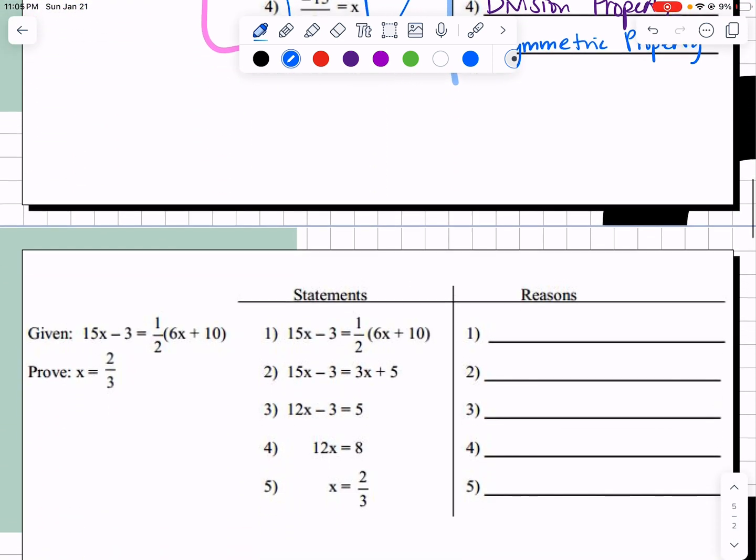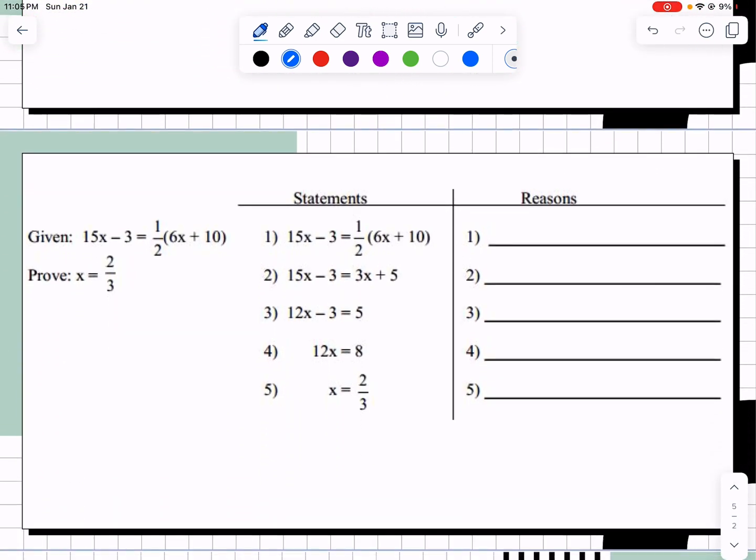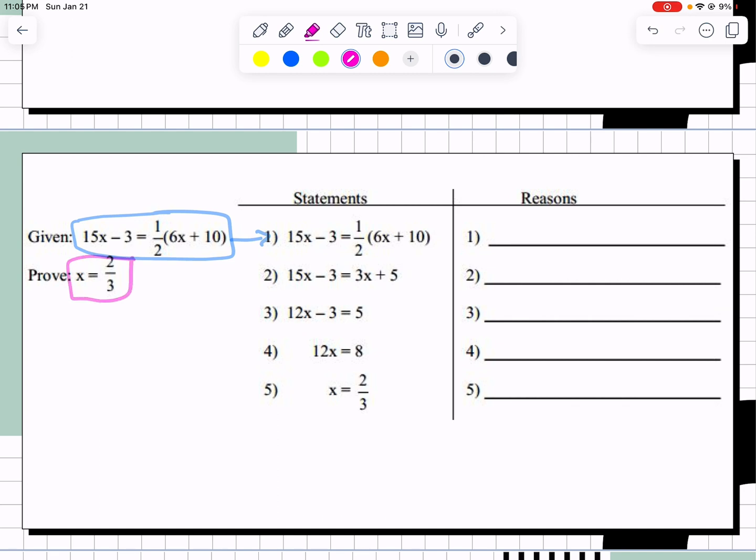All right, let's try one more of those just to make sure we're good. Again, note that your given is step 1, and what we're proving is step 5. So why are we able to say line 1? Again, because it was given. When we look at what happened between step 1 and step 2, the only difference that I see is this side of the equation, and the way we got that is by doing this property here, which is the distributive property.